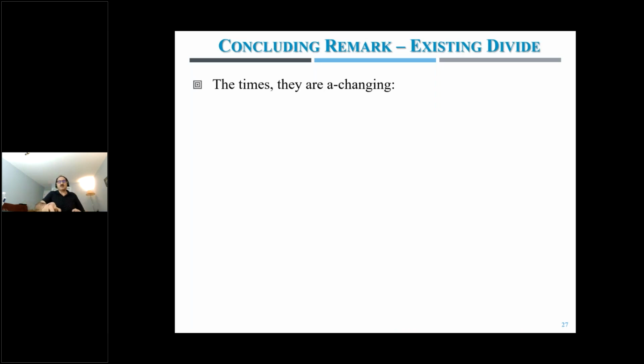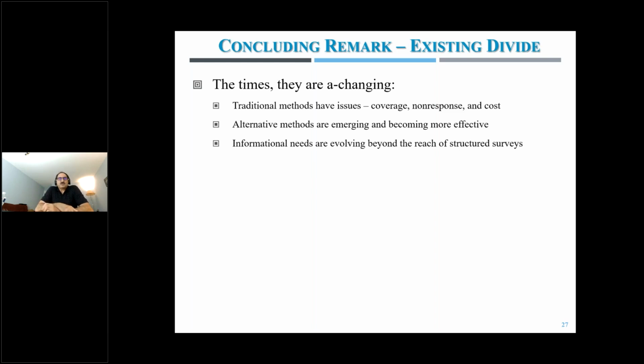Obviously, times are changing. What that means is that traditional sampling methods are revealing more and more of their problems in terms of coverage, non-response, and cost. And at the same time, alternative methods of sampling, hybrid sampling being one, are becoming more and more attractive. And at the same time, as our analytical needs begin to evolve, we may get into situations where structured surveys cannot accommodate all the analytical needs.